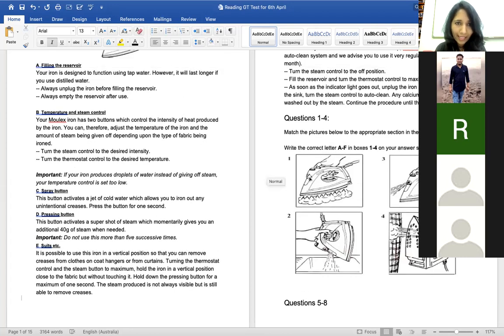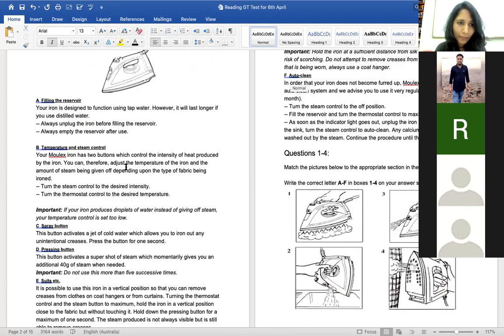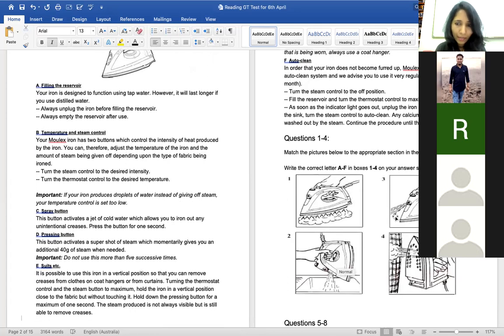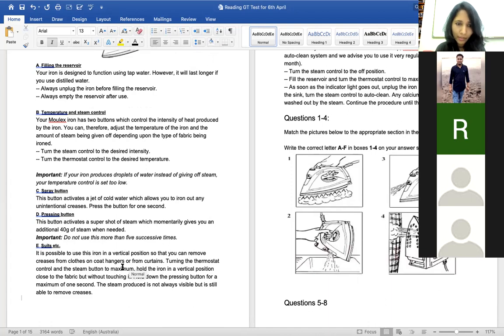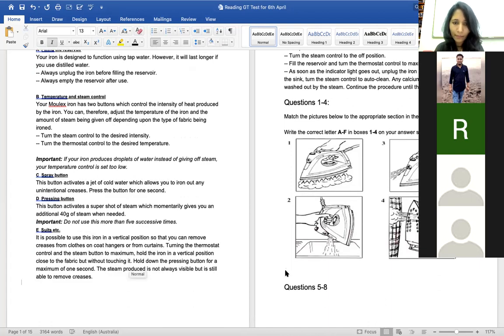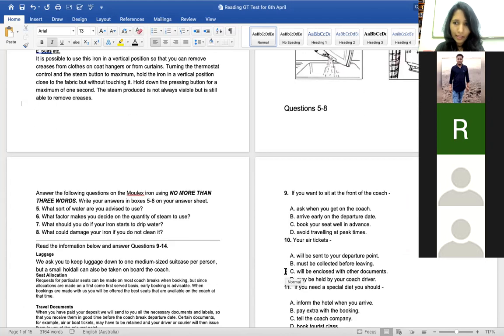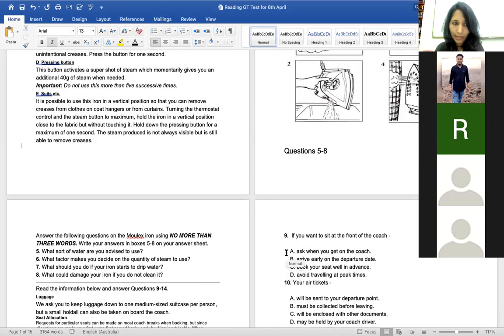The first one is D because it is talking about steam. So steam is activated. And the next one is A. So they're telling to fill in water, whereas I thought this was emptying water. That's the reason why I chose F. The third one was C, which is streaming a jet of water. And the fourth one is E, because it's talking about vertical positions. If you guys have any doubts, feel free to ask now.